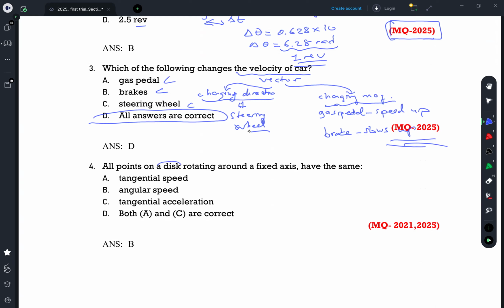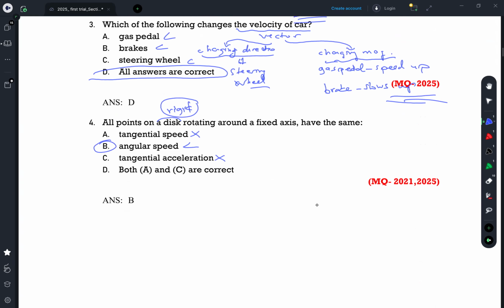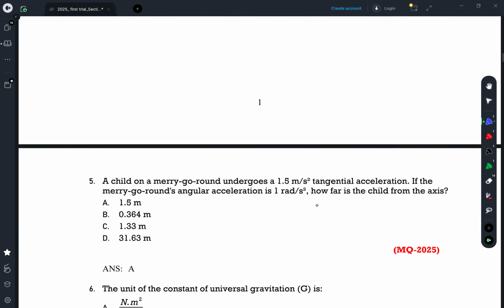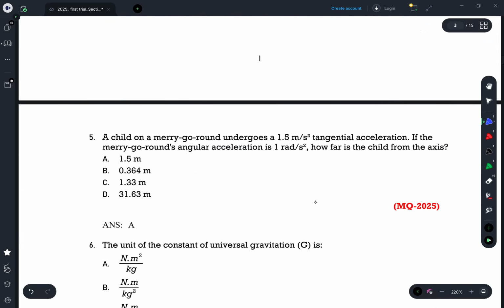So a disk is a rigid object. For a rigid object, we know that all rotational quantities of every point are going to be the same. Linear speed can change for different points, but angular speed is the same for every single point on a rigid object. Tangential acceleration also can change. So only B is the correct answer. This question was asked before 2021. A repeated question.